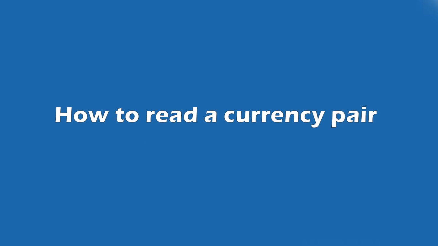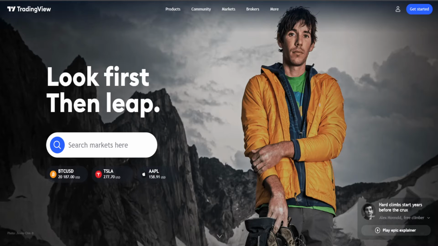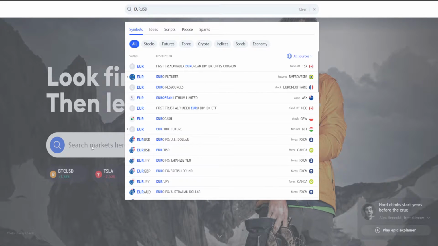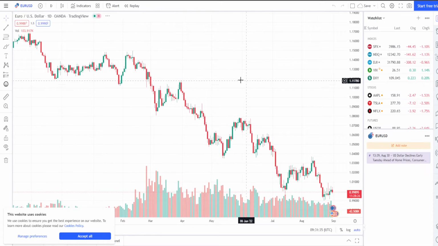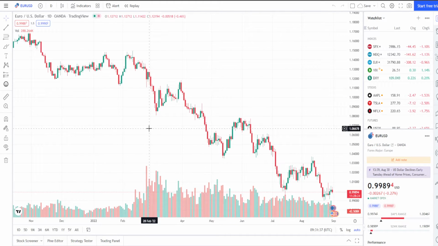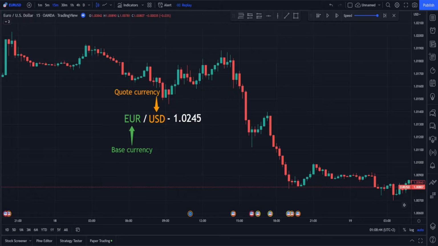Before we go any further, I think it's important that you know how to read a currency pair and understand what the price actually is. By the way, all technical analysis and uses of price charts will be done in TradingView. You can use TradingView for free, but it has some limitations without a paid subscription. I'll show you the basics of TradingView in a later video.